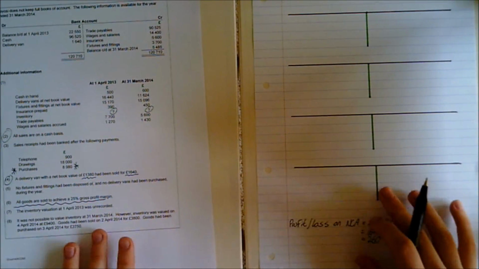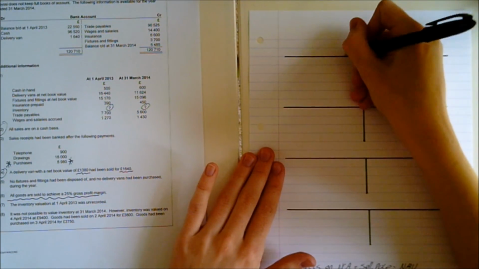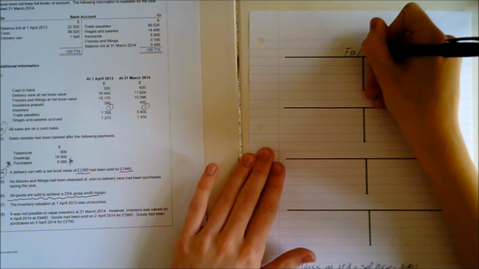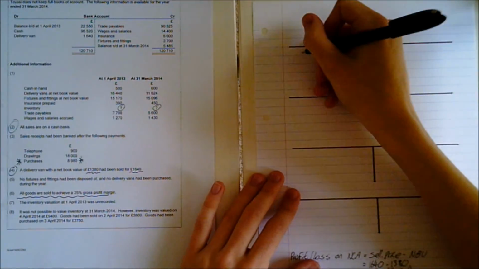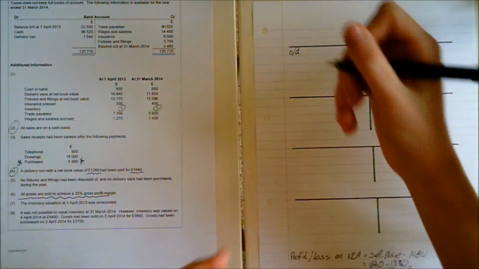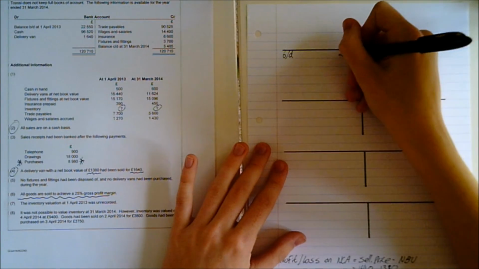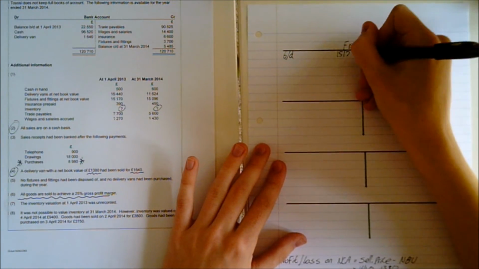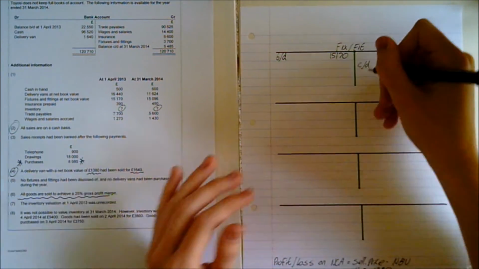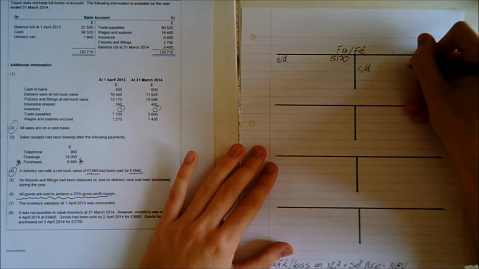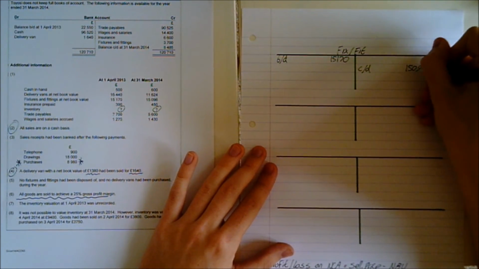Okay, so I'm going to start off with one of the assets. I'm just going to do fixtures and fittings. And I was told at the start of the year they're worth 15,170. So fixtures and fittings are an asset, so the brought down is going to be on the debit, 15,170, and the carry down, the value at the end of the year, is 15,096.